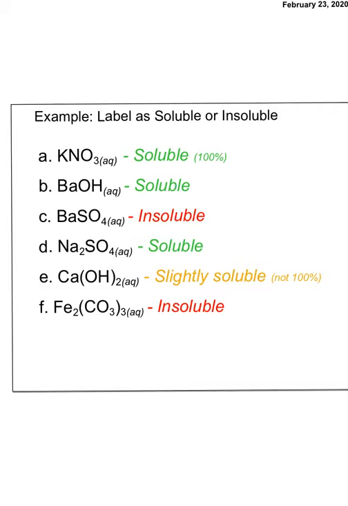Obviously, you may have had to look at the solubility rules for some of these, but we have KNO3 is soluble, Ba(OH)2 is soluble, BaSO4 is insoluble, meaning it will not dissolve, Na2SO4 is soluble, Ca(OH)2 is slightly soluble, so kind of in between, it won't dissolve 100%, and then Fe2(CO3)3 is insoluble, meaning it will not dissolve.